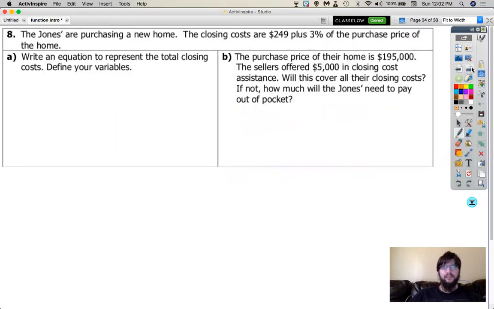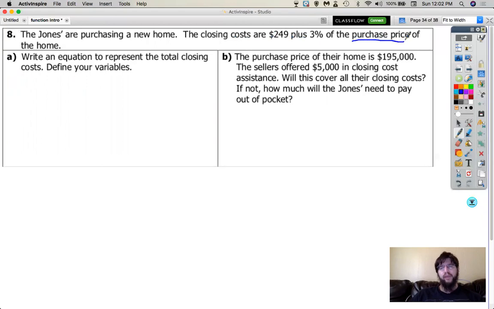All right, let's try another one. The Joneses are purchasing a new home. The closing costs are $249 plus 3% of the purchase price of the home. Okay, so what are we dealing with here? The closing costs. So this looks like we're trying to figure out closing costs because it's giving us some information. It's a flat $249 plus an additional 3% of the purchase price.